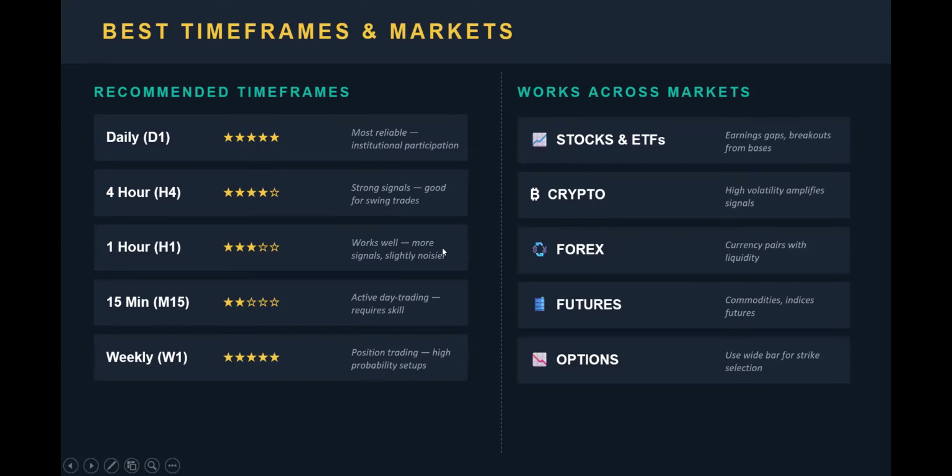Best time frames in the markets. The recommended time frames are: daily, most reliable, with institutional participation; 4-hour, strong signals, good for swing trades; 1 hour works well, more signals, slightly noisy. On 1 hour, you may get more signals. It may be 15 minutes, active day trading requires care.